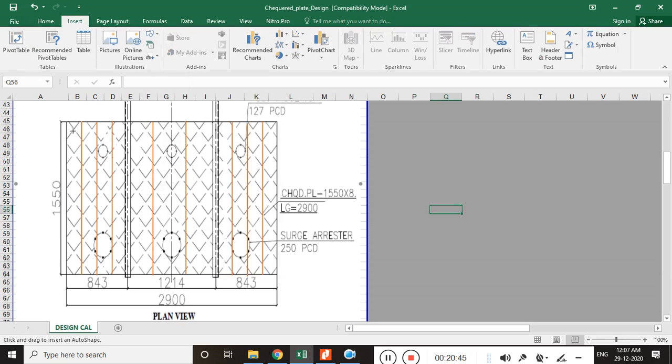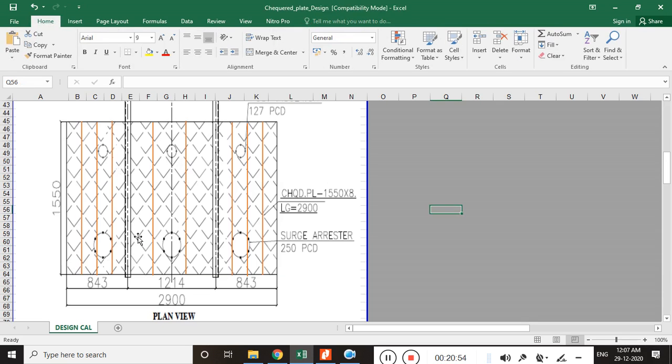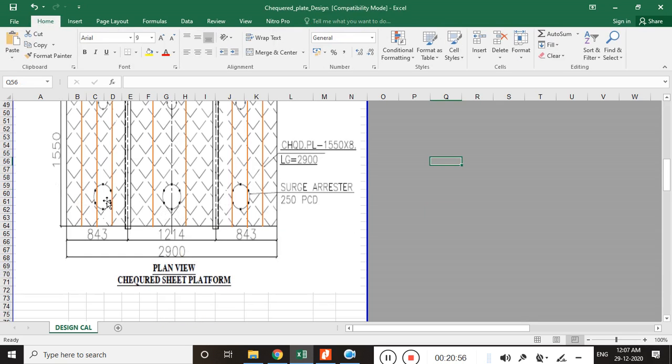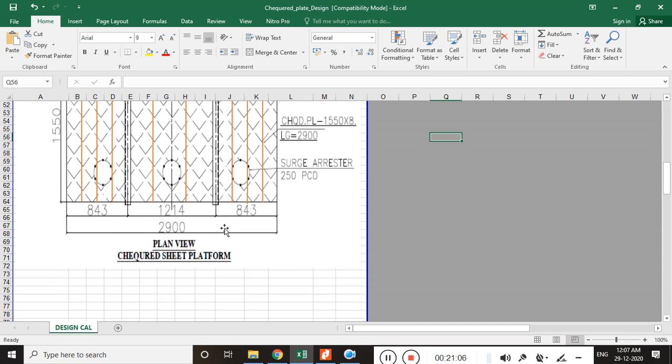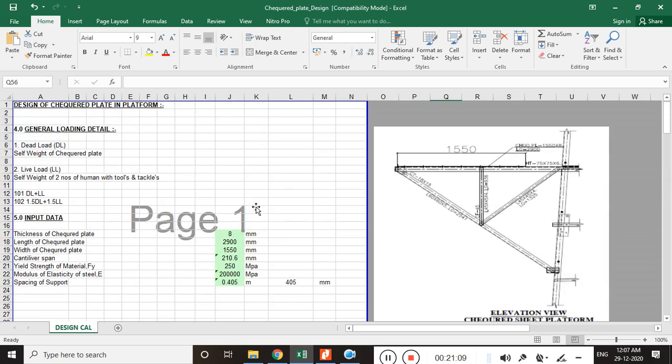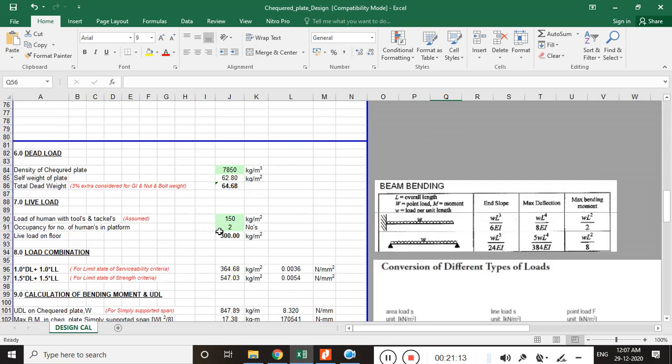And all these supports could be bound together in such a way. So this is how it is. So these bottom joist members we have to connect to make it safe, otherwise in the case of deflection this platform will not be safe. So this is a simple design you can perform in this Excel sheet.